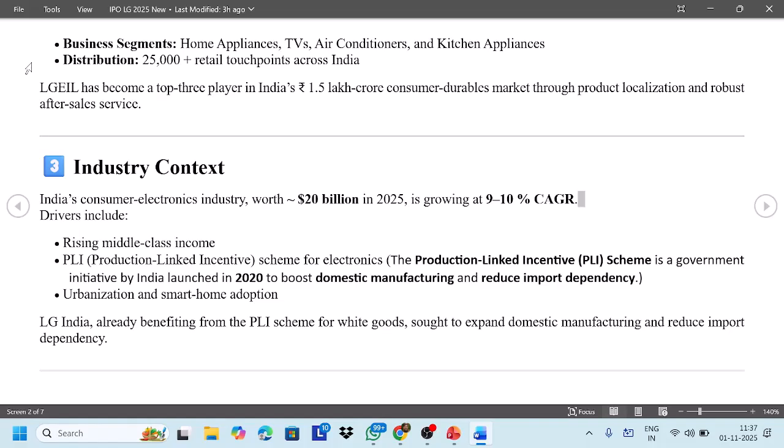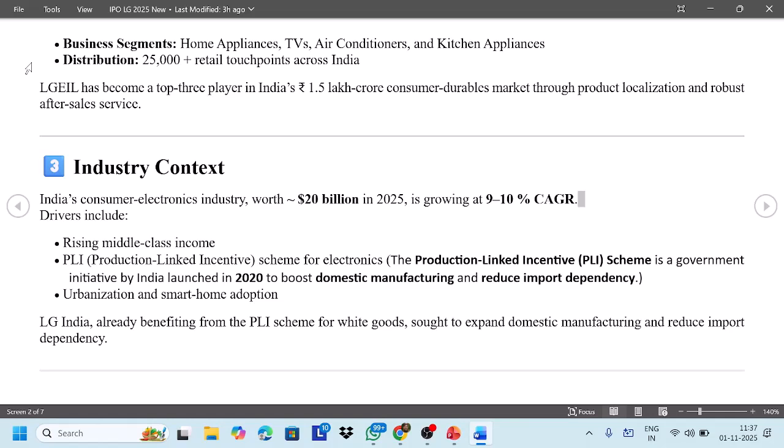Okay, so this is the one example. I'm not going to cover all the examples. The PLI scheme has given a lot of boost, so that we can have those products being manufactured in India. Basically, it is to compete with China particularly, because China is the manufacturing hub for most of the goods. Now India is also attracting those kinds of companies, because through these incentives, many companies have come to India.